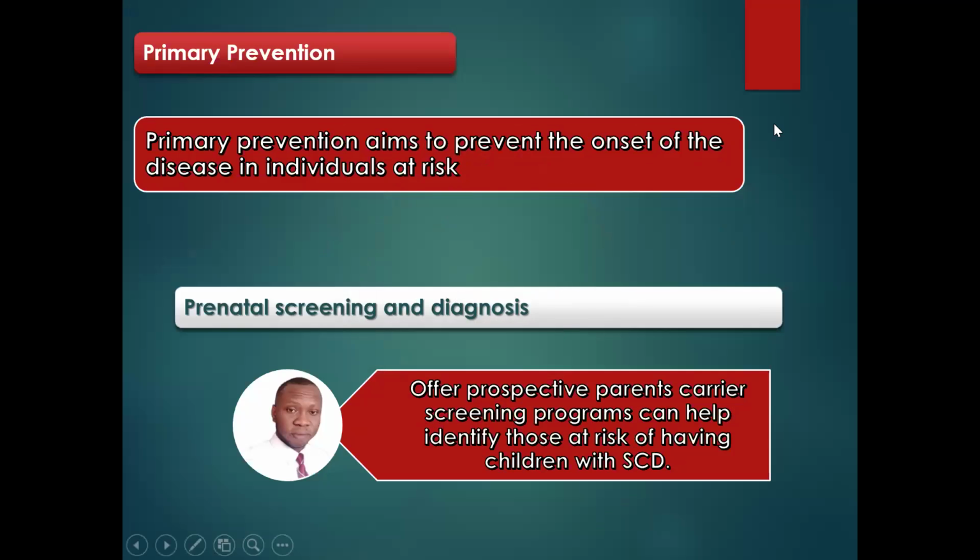Now, the next level of prevention is primary prevention. We apply primary prevention when the individual is already exposed to the risk. The person is already exposed to the risk, but we can help the person not come down with the disease. So primary prevention aims to prevent the onset of the disease in an individual who is already at risk.